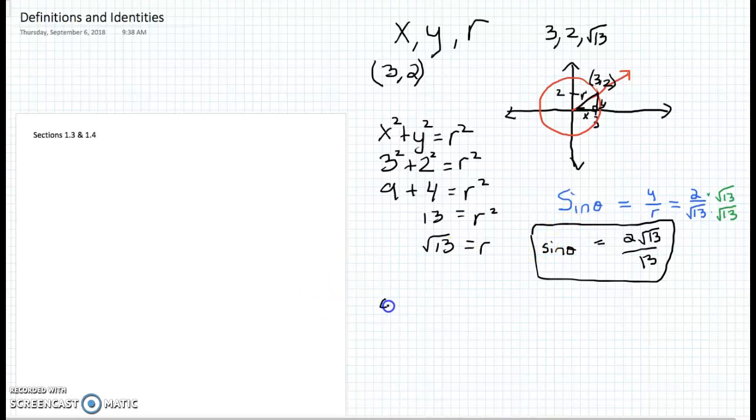Okay, let's talk about cosine. So similarly, we have to get our definition memorized, and this is x over r. So you just have to know that. This is how it's defined.